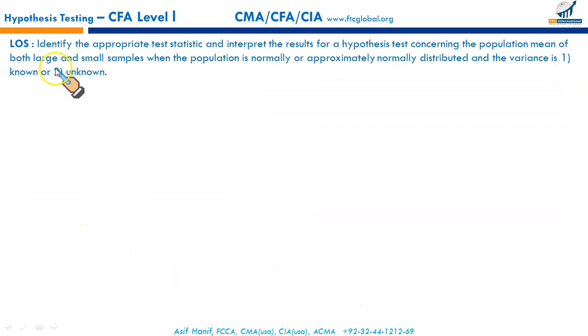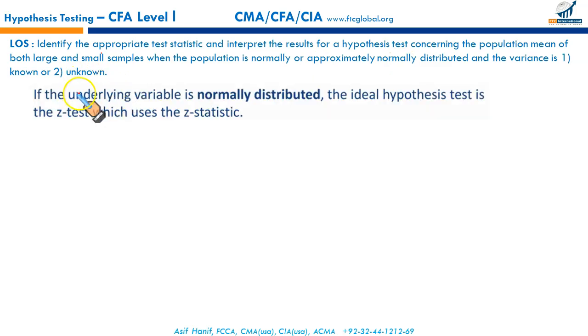Okay, now this is your next LOS. It says identify the appropriate test statistic and interpret the result for a hypothesis test concerning the population mean of both large and small samples. This LOS is very much related to your previous reading regarding t statistics, t distribution and normal distribution. So when the population is normally or approximately normally distributed and the variance is known and unknown. In the first case, if the underlying variable is normally distributed, the ideal hypothesis test is the z-test, whether n is less than 30 or n is greater than 30.